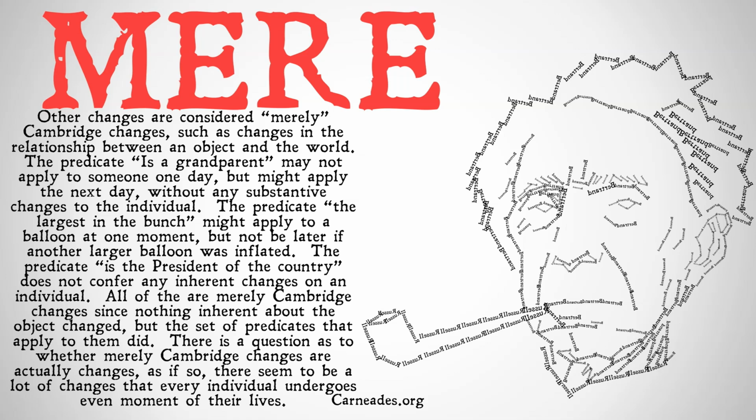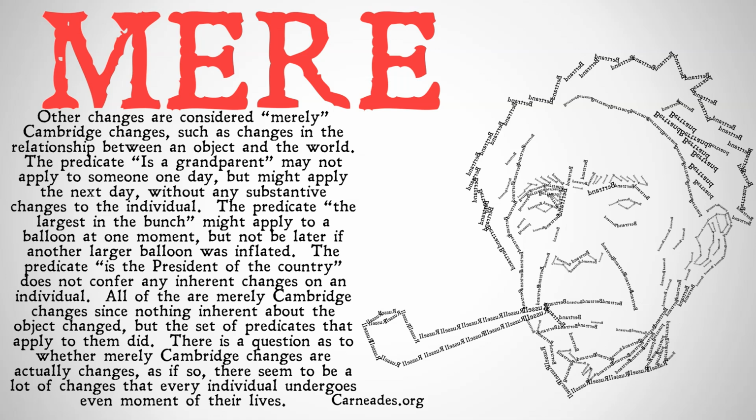There's a question as to whether merely Cambridge changes are actually changes, as if so, there seem to be a lot of changes that every individual undergoes every moment of their lives. You can think of the amount of things that are moving around you and your relationships to them. You changed in relationship to being to the north of someone, but now you're to the west of them. There are many, many objects in the universe. We're moving around the sun. You are changing in your relationship to them constantly. And so you are undergoing many, many, many Cambridge changes at any given moment.